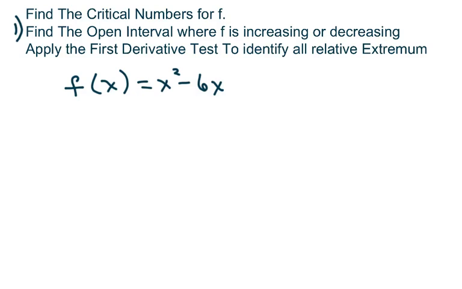So the first thing I'm going to do is take the derivative, and on that we get 2x minus 6. To find the critical numbers, I set my derivative to 0, and when you solve for x, you get x equals 3. Well, this is your critical number.